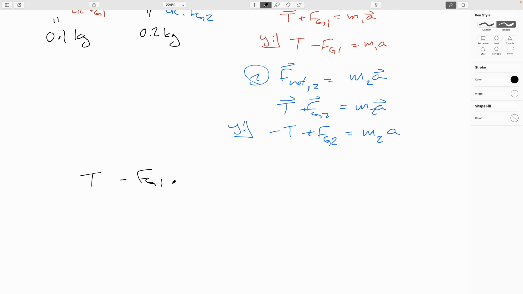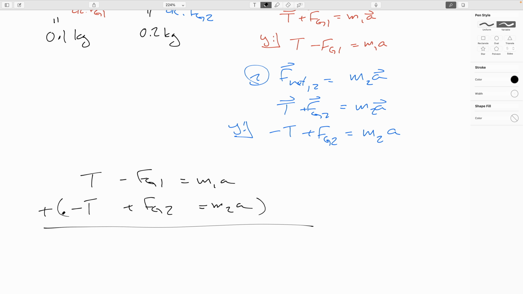T minus Fg1 equals m1a. Then I'm going to write here this equation, negative T plus Fg2 equals m2a. Now I'm literally going to add the two equations. By doing this, T plus negative T just gives me 0. Now what have I got here? Fg2 is positive, Fg1 is negative, so we'll write that as Fg2 minus Fg1. Since I added the two terms, these are both positive, so I'll write m2a plus m1a, like so.